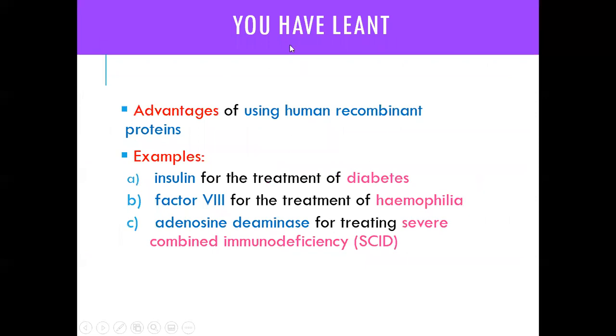So you have learned in this short lesson the advantages of using human recombinant proteins. An example that we looked at is using insulin. We call it recombinant insulin for treatment of diabetes, recombinant factor VIII for the treatment of hemophilia, and recombinant adenosine deaminase for the treatment of severe combined immunodeficiency. So that's all for this topic.